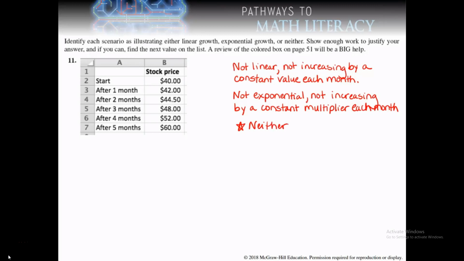That makes it difficult to find the next value on the list. I can't find an exact value. I could look at this and sort of eyeball an estimate. It's definitely increasing. It's increasing by a little bit more each month. So from 4 to 5 months, it jumped by $8, maybe. After 6 months, it would jump by 10 more. I could estimate this around $70, but I don't know that for sure.